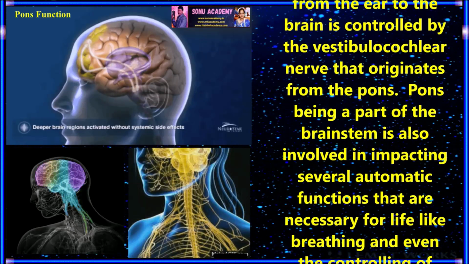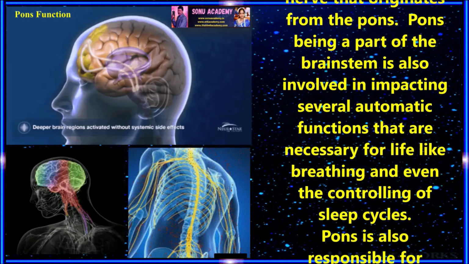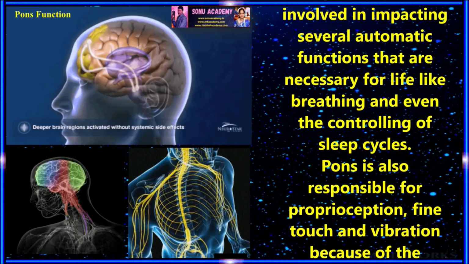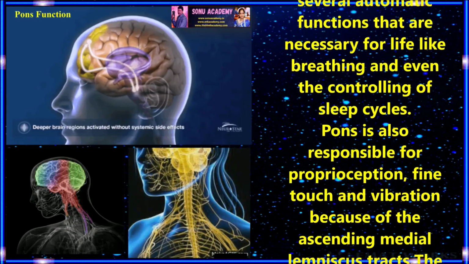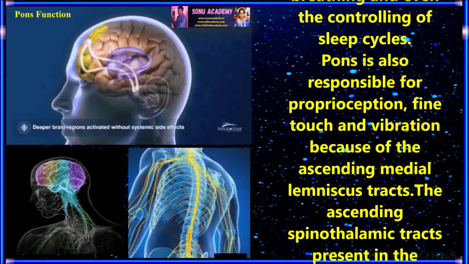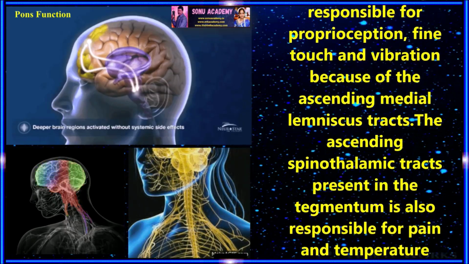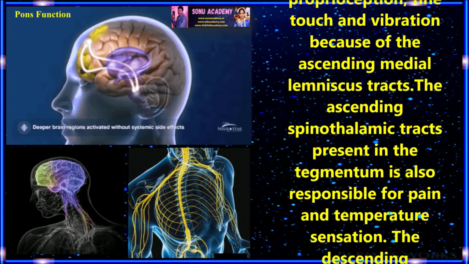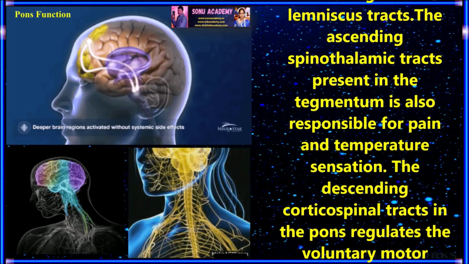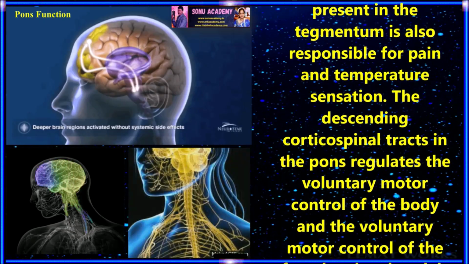Pons, being a part of the brainstem, is also involved in impacting several automatic functions that are necessary for life, like breathing and even the controlling of sleep cycles. Pons is also responsible for proprioception, fine touch and vibration because of the ascending medial lemniscus tracts. The ascending spinothalamic tract present in the tegmentum is also responsible for pain and temperature sensations.